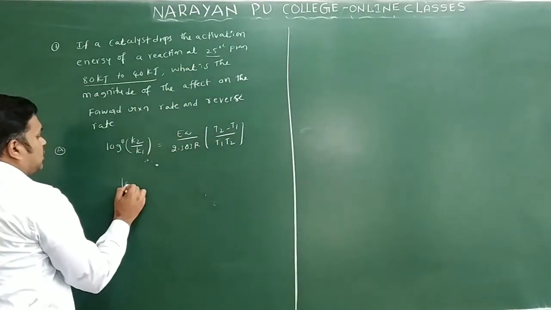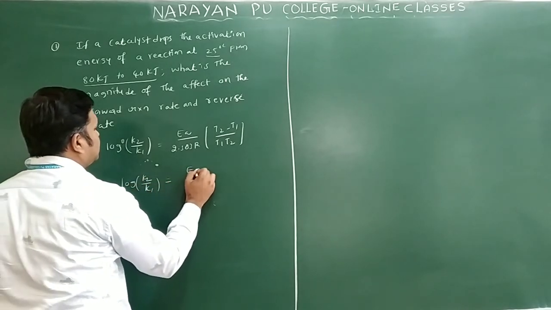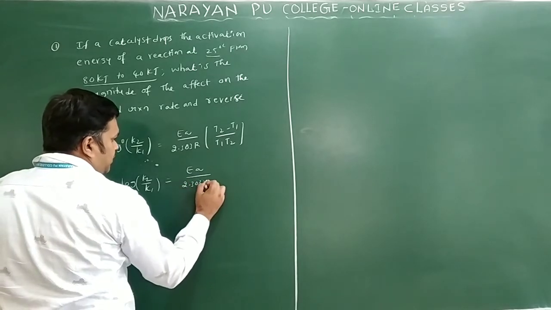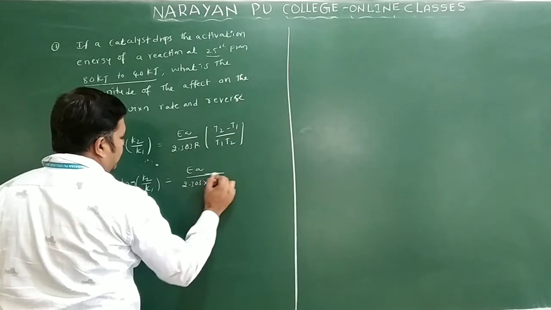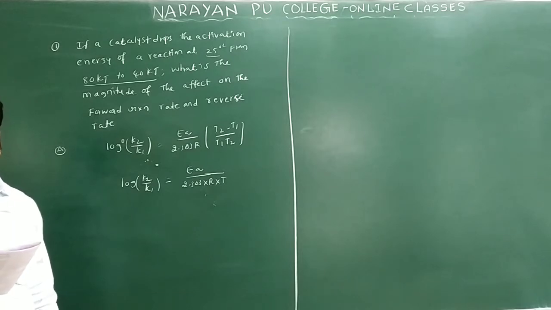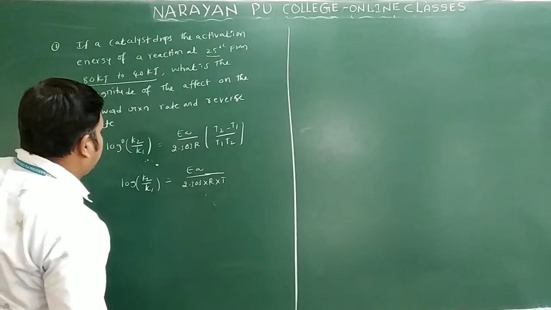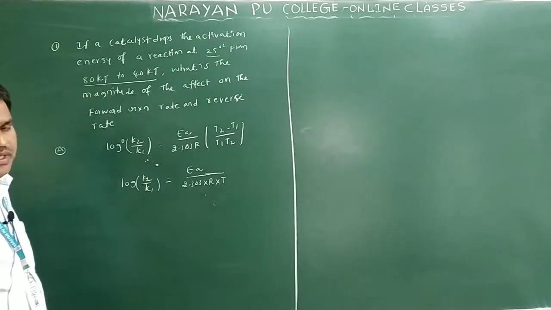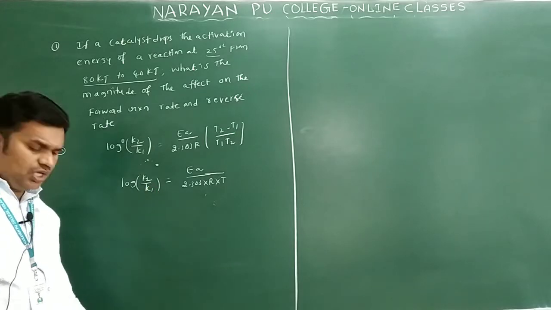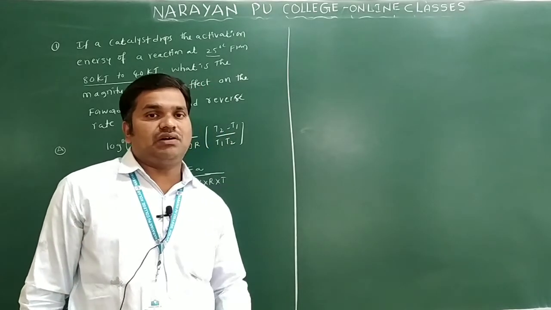The temperature given is 25 degrees Celsius. So we write log K2 by K1 is equal to Ea by 2.303 into R into T. We want to use this equation. Clear? So we can find out K2 by K1. They are asking about the effect on rate. Here we can find the rate constant, and from this we can say the rate of the reaction. The rate increases if the rate constant increases.